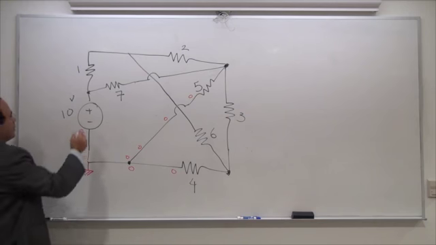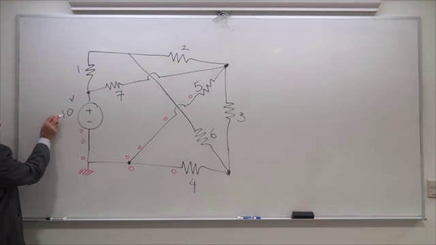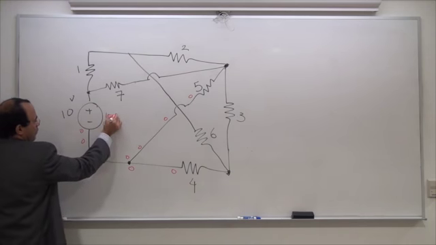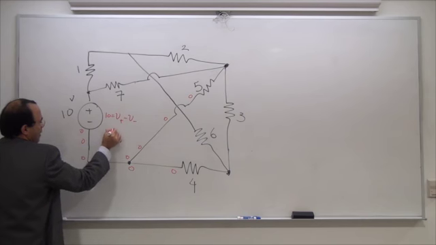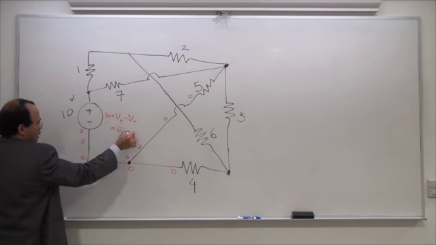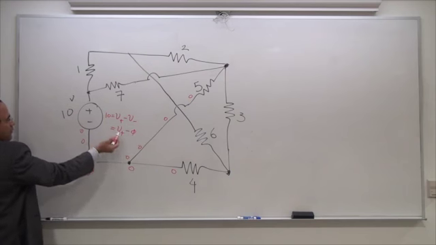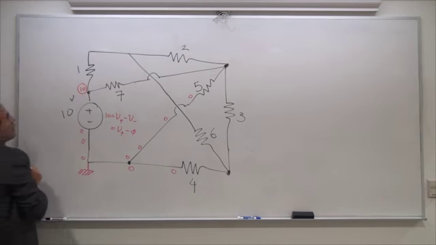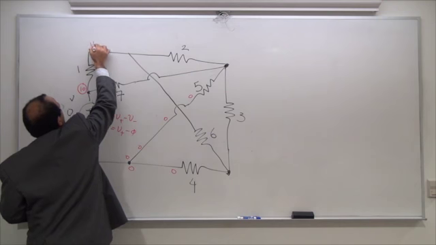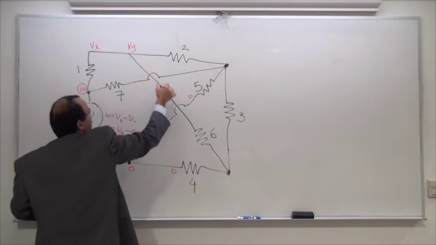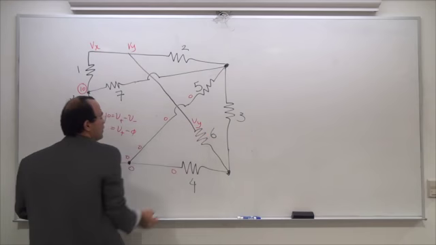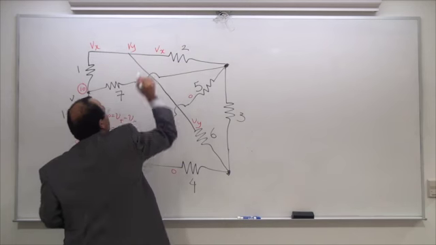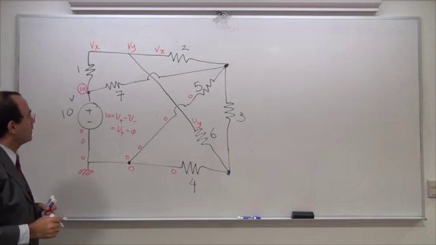What are the nodes? This is 10 volts. One end you have minus, the other end you have plus. 10 is equal to the plus side minus the minus side. Plus side, I don't know. Minus side is 0. Therefore, V plus is 10. This is 10. This is Vx. This is Vx. I need to be careful. This is all Vx. It's 1 node.